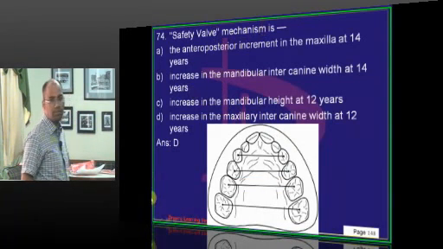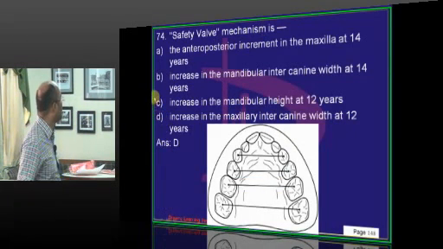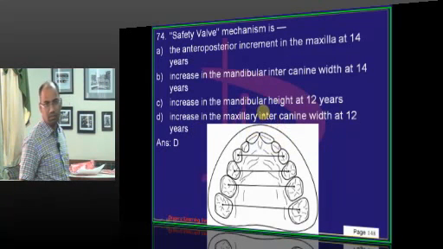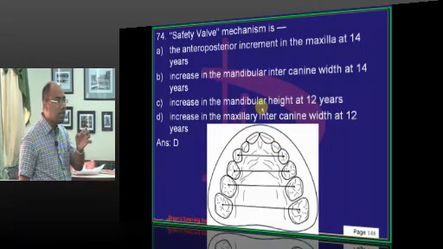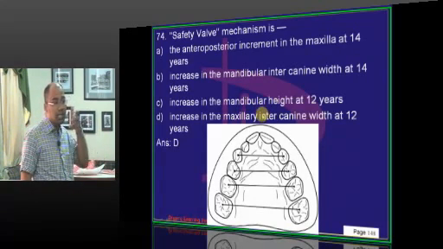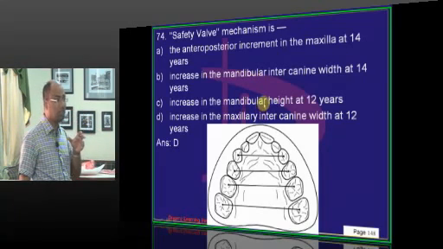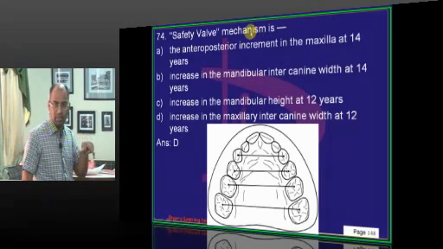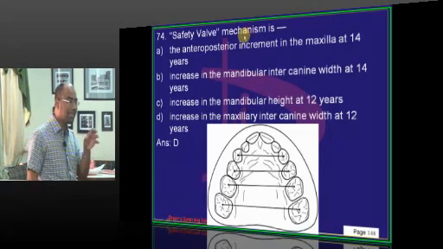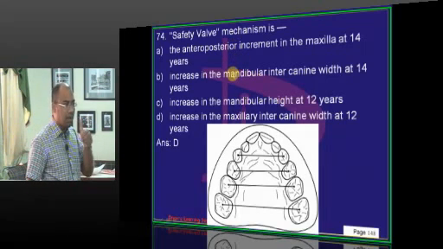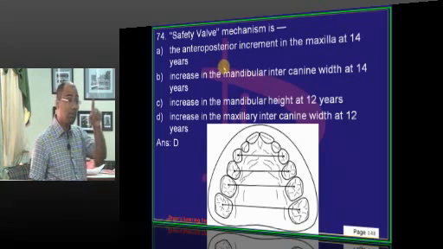Safety valve mechanism. This is one more important thing. This is basically courtesy of what? Safety valve mechanism. This is because of the maxillary intercanine width. The maxillary transverse dimension acts as a safety valve for the sagittal position of the lower jaw. I will repeat, the establishment of the maxillary intercanine dimension acts as a safety valve for the sagittal position of the mandible.